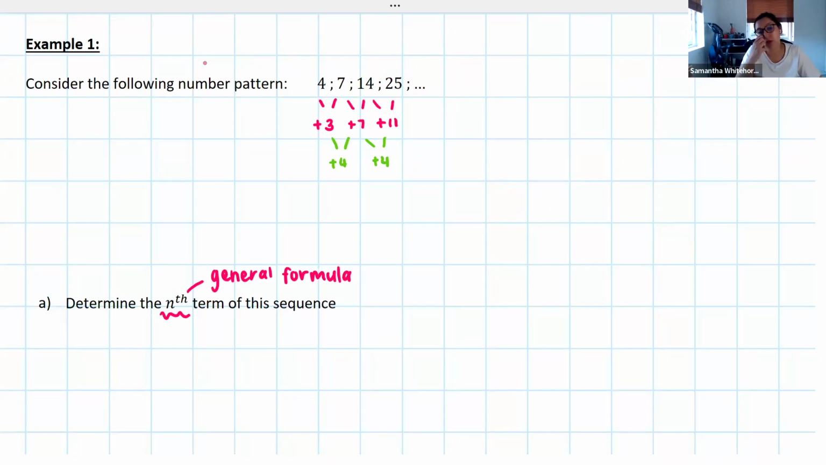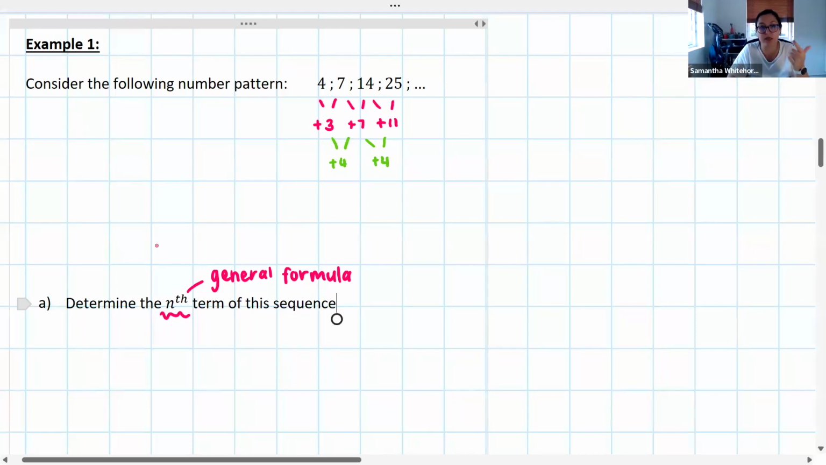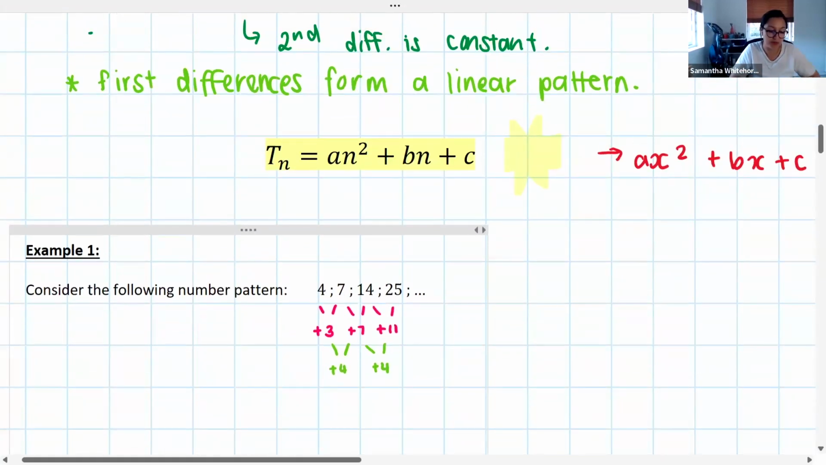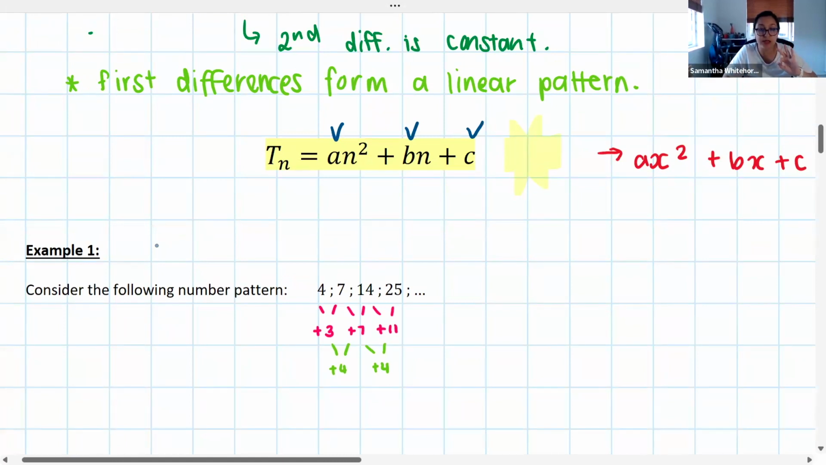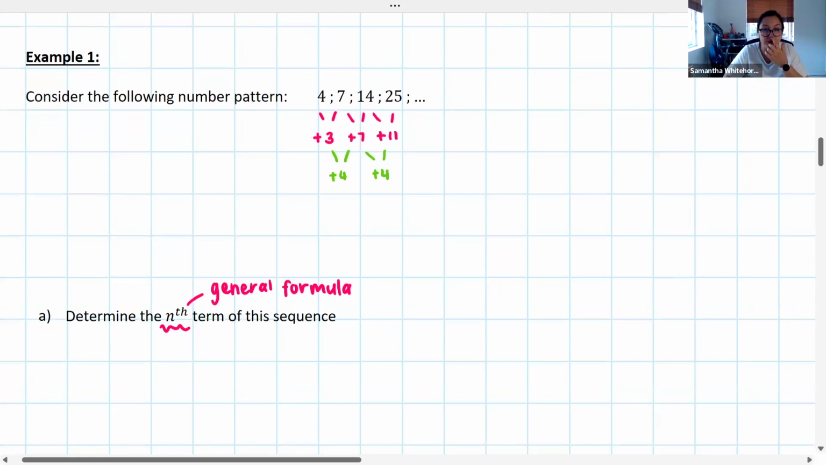Right, so when it comes to quadratic number patterns, there are 3 steps to finding your nth term or your general formula, whatever you want to call it. In each of those 3 steps, we are able to determine a, b, and c. So if we're not too sure where the a, b, and c are coming from, Tn equals an squared plus bn plus c. So through those 3 steps, we're able to find a, b, and c, and so find our nth term. All right, so does anyone remember what those 3 steps are? It's 3 equations that we use.